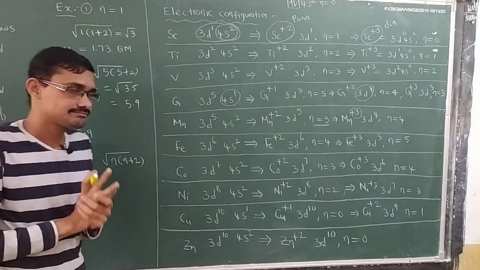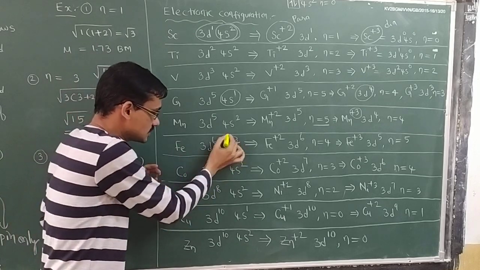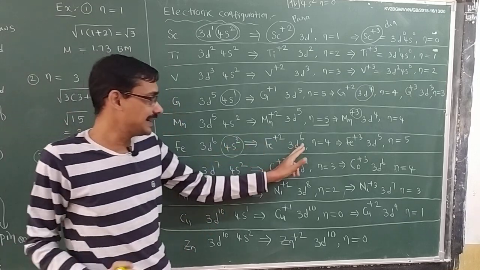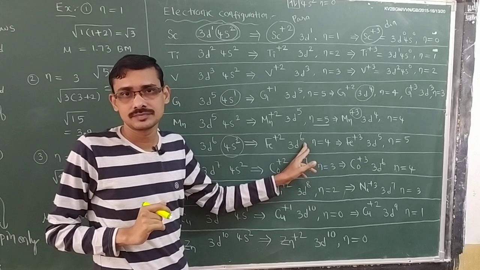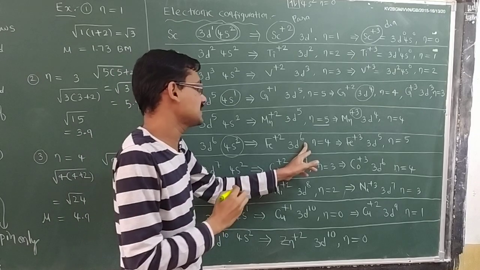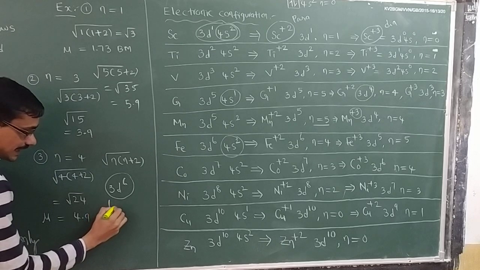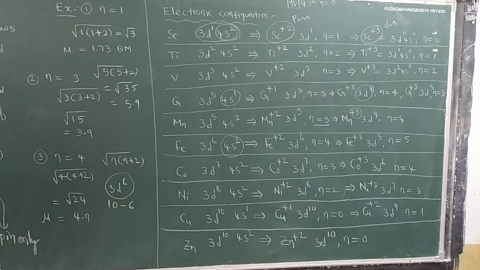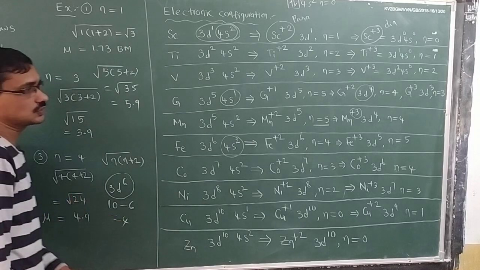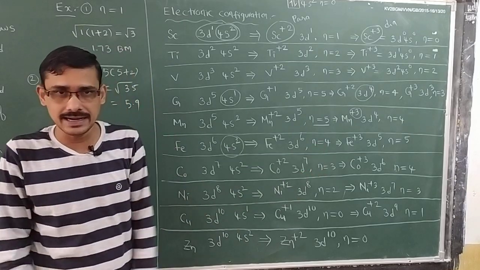Next, coming to iron: 3d6, 4s2. Iron plus 2 loses the 4s2 electrons. Now, the remaining configuration for Fe plus 2 will be 3d6. Now, the unpaired electrons are not equal to 6 here. Whenever it is more than 5, subtract from 10. So, 10 minus 6: how do you calculate unpaired electrons for 3d6? After 5, more than 5, the formula is 10 minus 6, so n will be 4. Here n is equal to 4, which means 4.9.